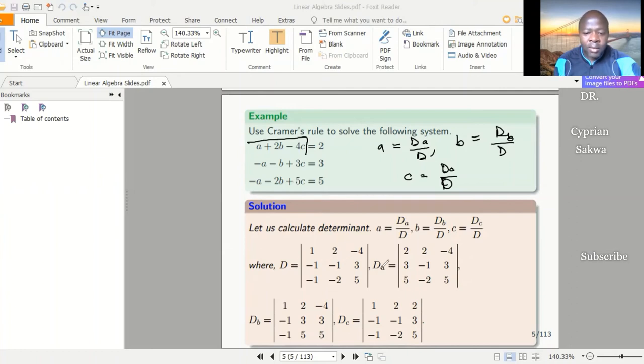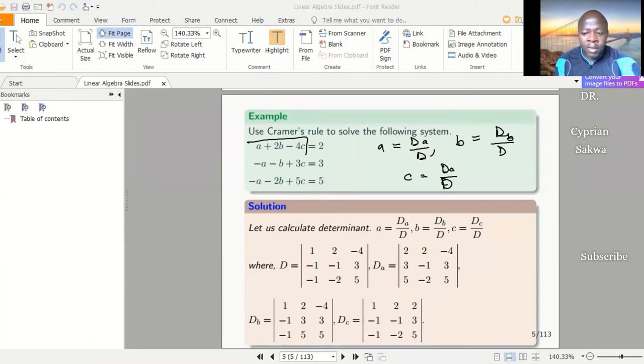And then to get the determinant with respect to A, we shall replace this column of A with the constant column, 2, 3, 5. That's what you see here, and the rest of the columns remain. Then we find the determinant with respect to B. The column of A remains, the column of C remains, but this column of B we replace with the constant column 2, 3, 5. And what is DC, the determinant with respect to C? The column of A remains, the column of B remains, but this column of C is the one we replace with the constant column. And that's what you see here.